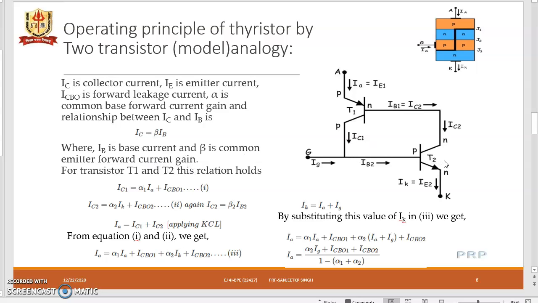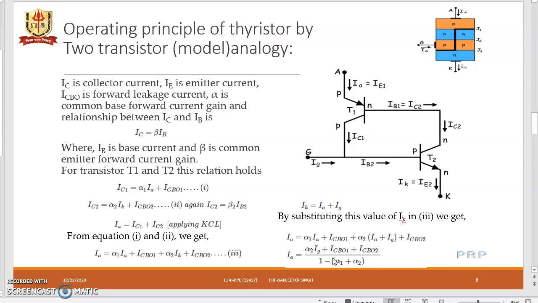Now for the transistors T1 and T2, we know IC1 will be alpha 1 times the anode current, the emitter current, plus ICBO1, and similarly IC2 will be alpha 2 IK plus ICBO2, and the same relation for the collector current IC2 is equal to beta 2 times IB2. So applying KCL at this N point of the PNP transistor, we get the incoming current IA is equal to IC2 plus IC1, or IC1 plus IC2, and substituting the values and solving for the anode current, we get alpha 2 Ig plus ICBO1 plus ICBO2 divided by 1 minus (alpha 1 plus alpha 2).